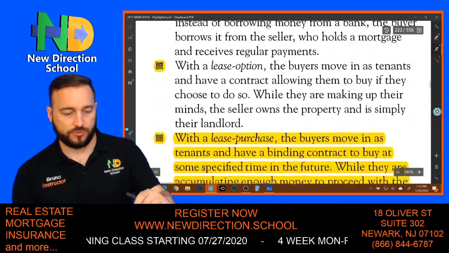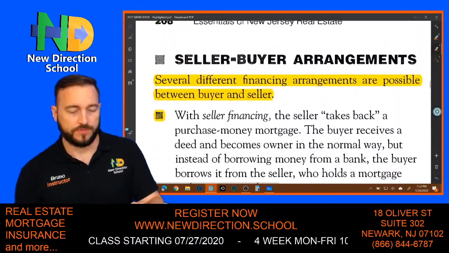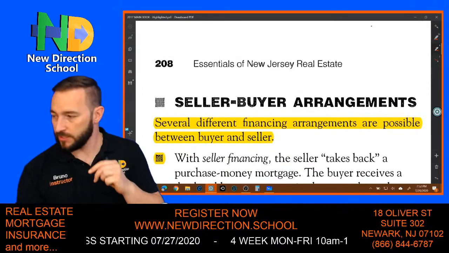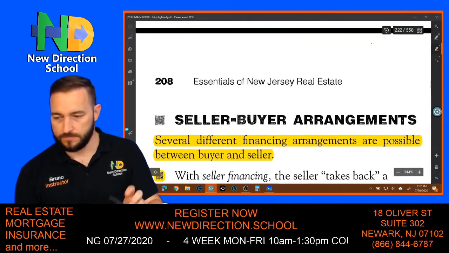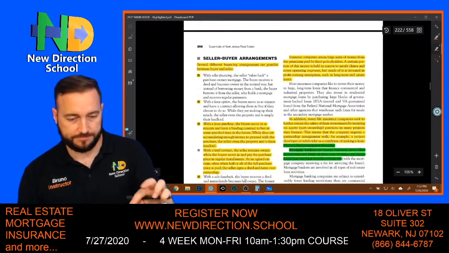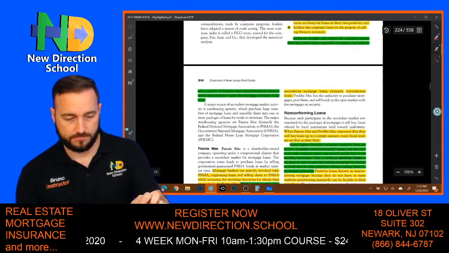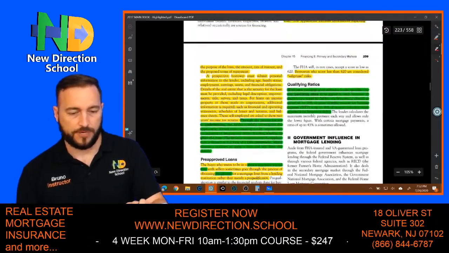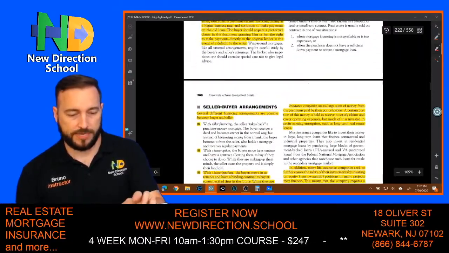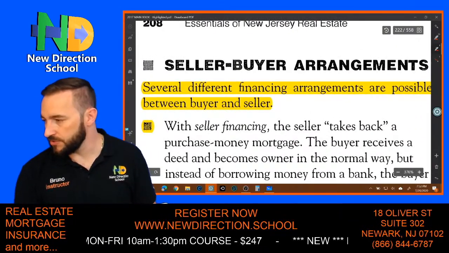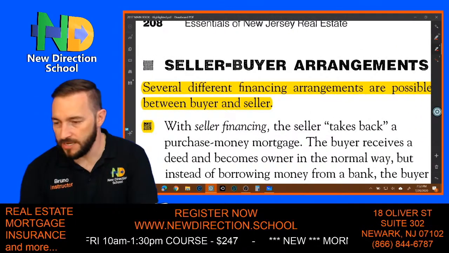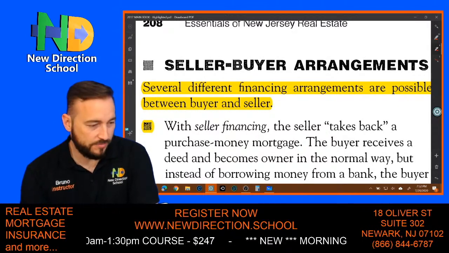All right. So I'm just going to do a summary of seller-buyer arrangements, and then we're going to go for a break. Okay, real quick. Actually, hold on. All right, we're good. We're going to go for a break now, and then we'll come back to this. It's 7:52, 53 now, 8 o'clock. We'll be back. You've got 7 minutes. Run.